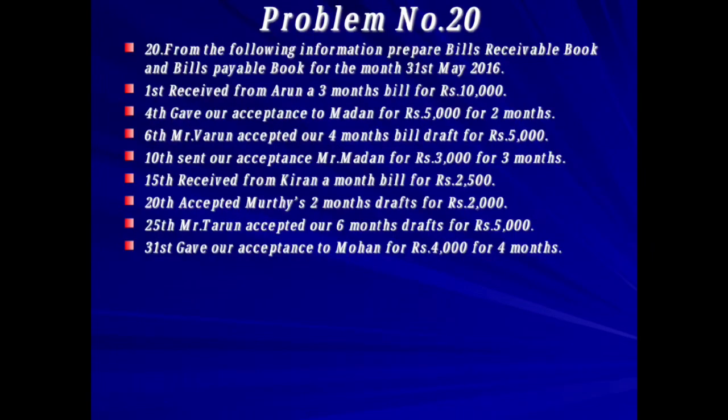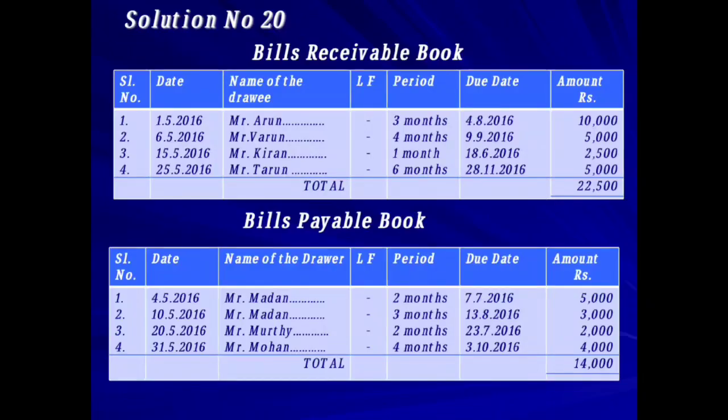Then first, received from Arun a 3 months bill for rupees 10,000. Now we have received the bill from Arun here. Arun is our customer, so we had given a 3 months bill for rupees 10,000. So you have to record it in the bills receivable book. On which date is it? 1/5/2016. Mr. Arun, how much time period do we have? 3 months. And how will we get the due date? For 1/5/2016 you have 3 months, you should add, you will get August, the 8th month.